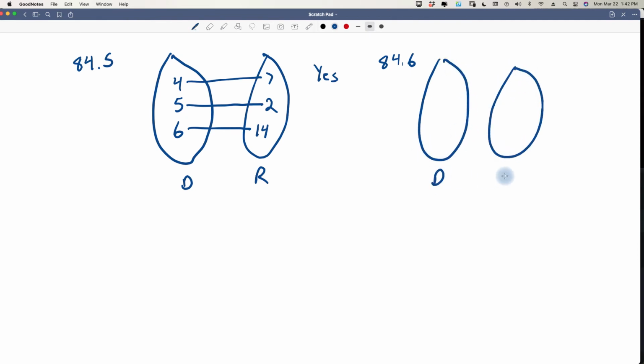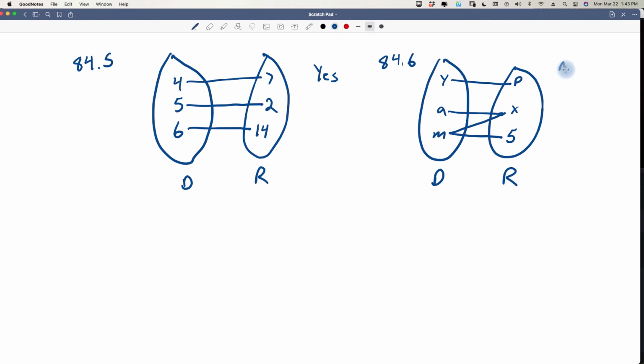Here's our domain and our range, and we have the letters y, a, and m. It doesn't matter. It doesn't have to be actual numbers. It just has to be something that is a picture of a value. And then we have the number 5 here. So in this case, y maps to p, a maps to x, m maps to x, but m also maps to 5. Is this a function?